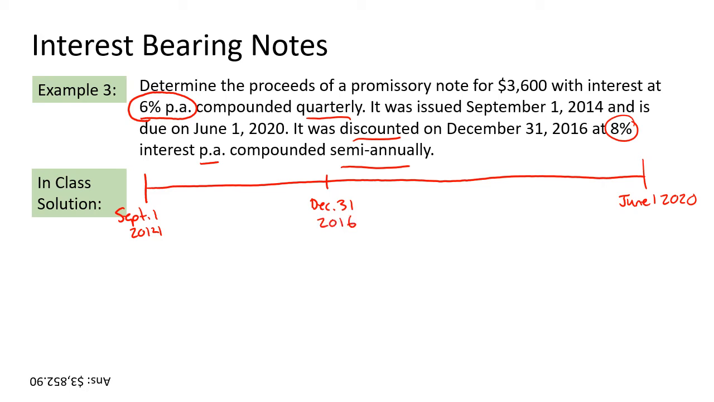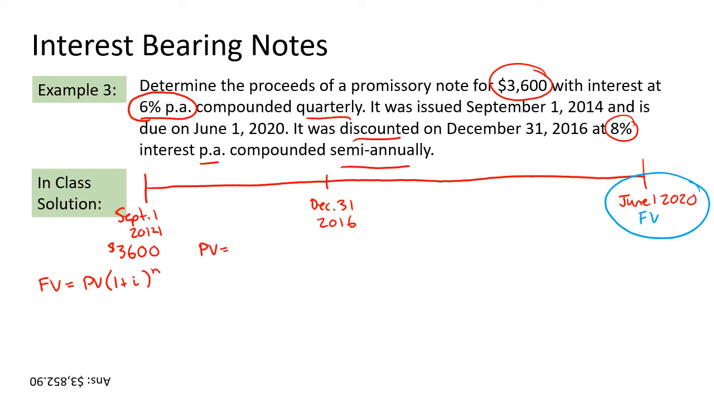Remember, since this is an interest-bearing note, this value of $3,600 is actually your present value. So it's your value at the starting point. So first, we have to calculate the future value as of June 1st, 2020. So if we look at that first, we're going to look at our formula. The future value is equal to the present value times 1 plus the periodic interest rate to the exponent n.